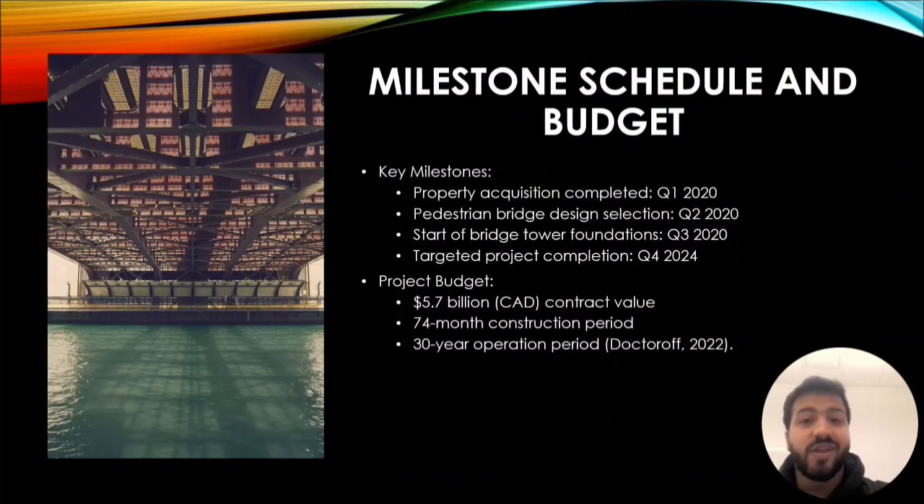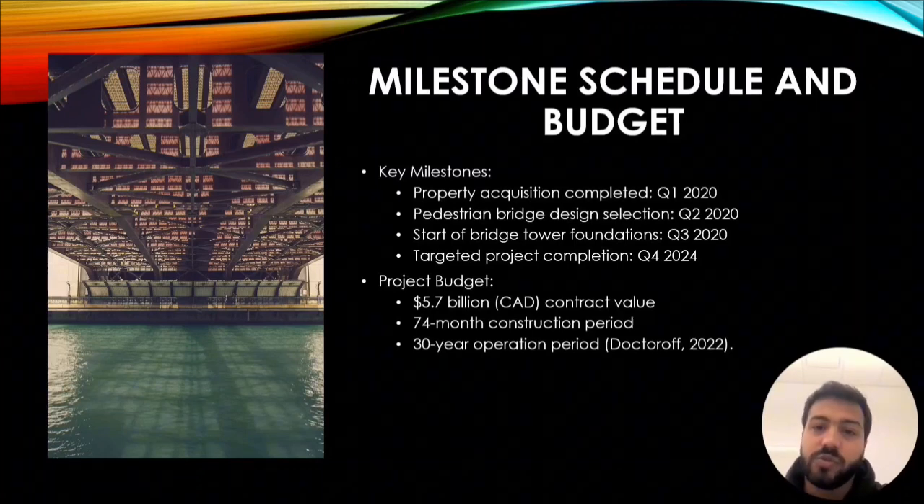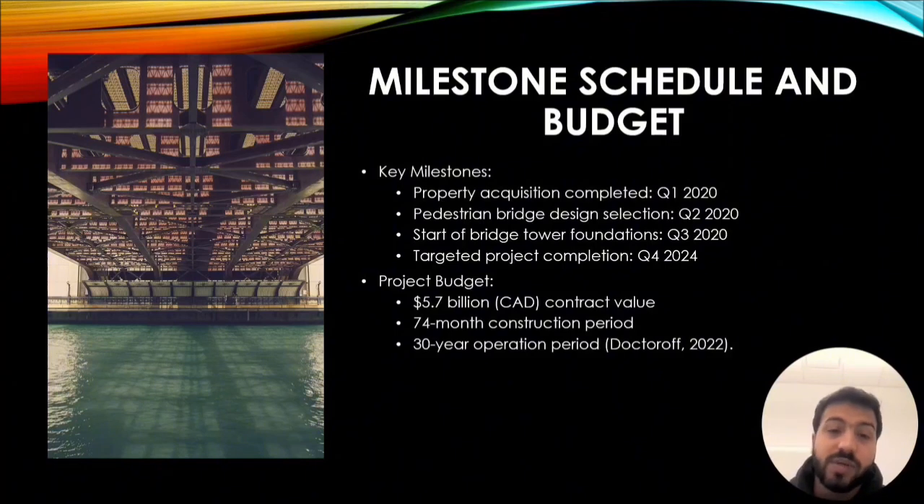Now the milestones, scheduling and budget, the important things. The key milestones are: property acquisition completed in quarter one 2020, pedestrian bridge design selection in quarter two 2020, start of bridge tower foundations in quarter three 2020, and the targeted project completion in quarter four 2024. The total budget allocated is 5.7 billion Canadian dollars contract value. 74 months is the construction period we are targeting, and a 30-year operation period.